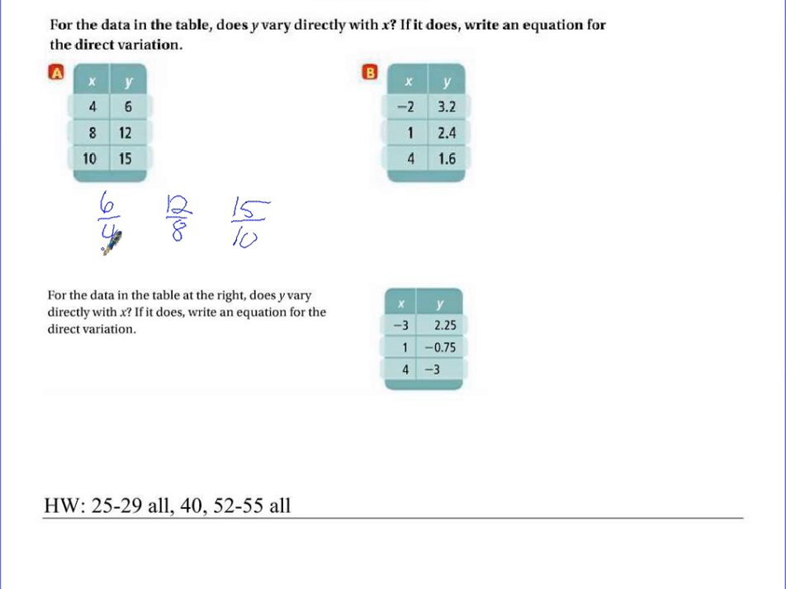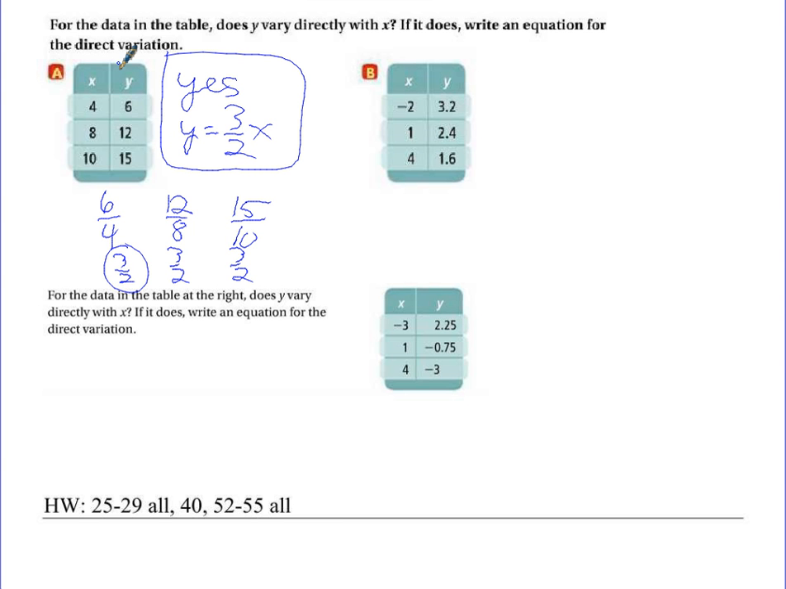So 6/4 reduces down to 3 halves. 12/8 reduces down to 3 halves. And 15/10 reduces down to 3 halves. So I wound up with the same fraction every time, which means that yes, this is direct variation. And the equation is staring you in the face. Because it's direct variation, it's y equals kx. The k is that number that you reduce down to every time, so 3 halves. y equals 3 halves x is the answer.